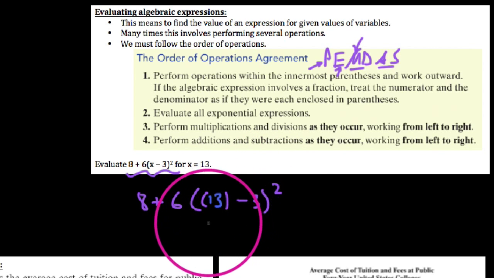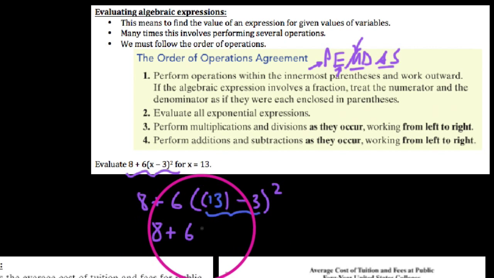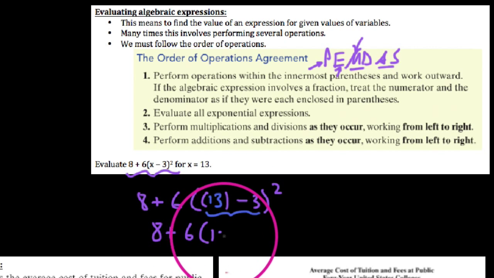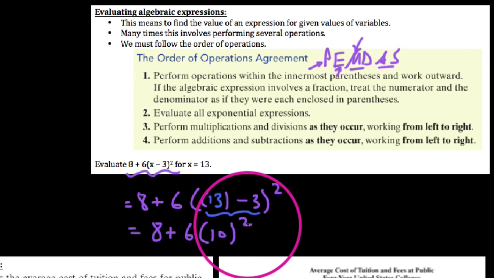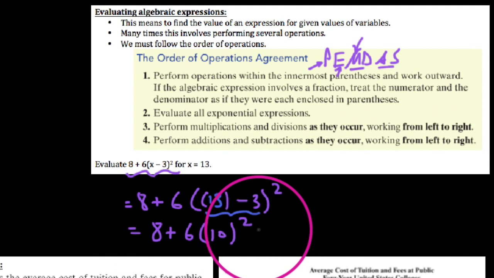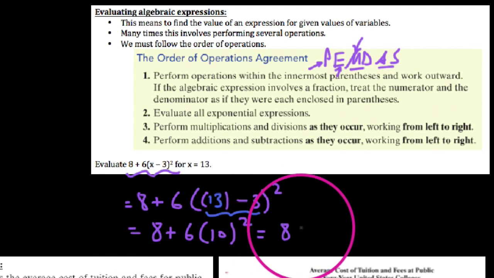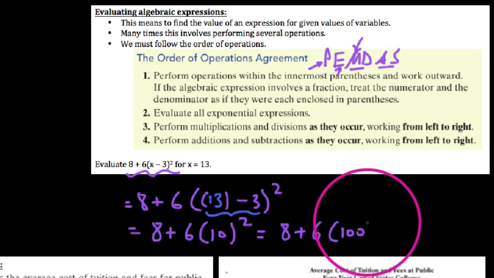So according to the order of operations, we'd do the parentheses first. 8 plus 6 times 13 minus 3 would be 10 squared. Now the next step would obviously be our exponent. So we have 8 plus 6 times 10 squared, and we need to do our 10 squared next. So we say 8 plus 6 times, well, 10 times 10 is going to be 100.